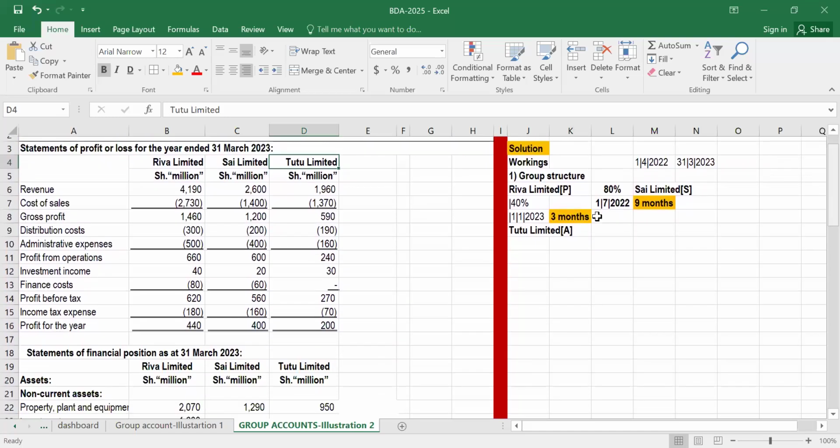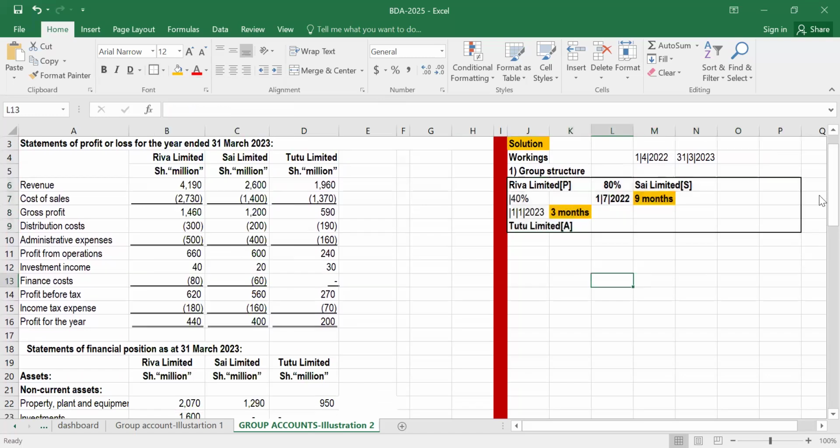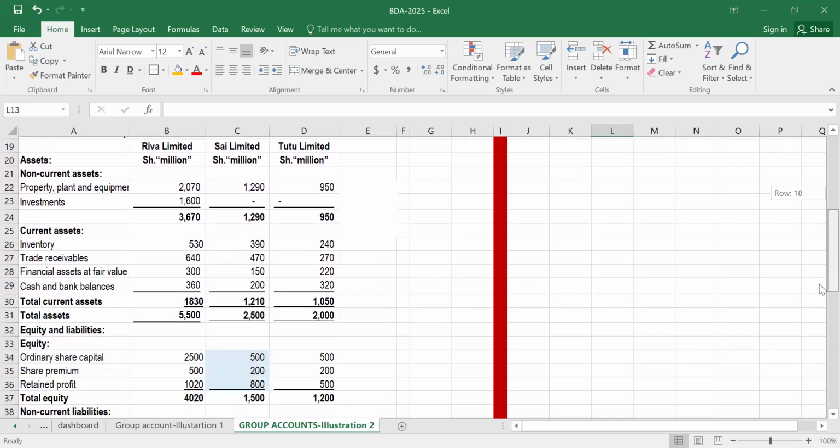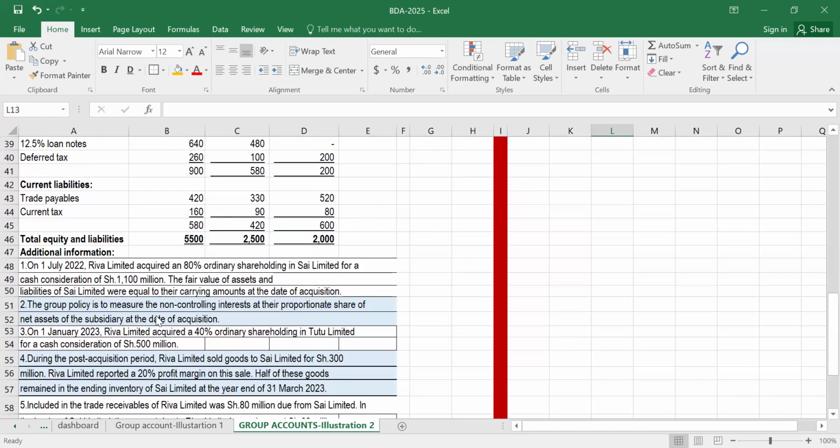So therefore, this generally is our group structure here. And actually, this group structure is very, very important because this is the one which guides you in terms of how to prepare the group accounts. And I think having that, we can now do the other workings which are required so that now we finally prepare our consolidated or our group account.